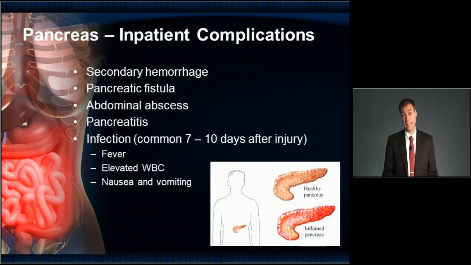Some of the complications to monitor for with pancreatic injury include secondary hemorrhage days later, pancreatic fistulas and abscesses from the pancreatic juices. Pancreatitis can occur in the days following pancreatic injury. And infection, most common 7 to 10 days after injury, marked by fever, elevating white count, nausea, and vomiting.